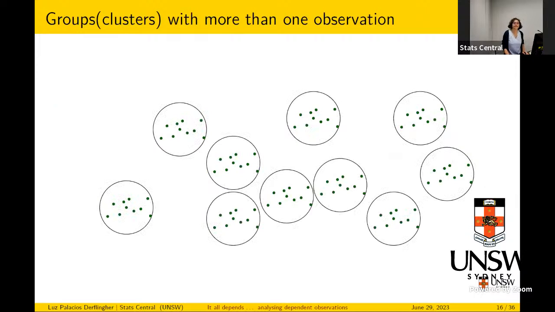Now, in this case, that's what we had before. At the beginning we had 1 point, then we went to 2 points, and now we have several points in one group, and you expect those to be more similar compared to the rest of the groups.